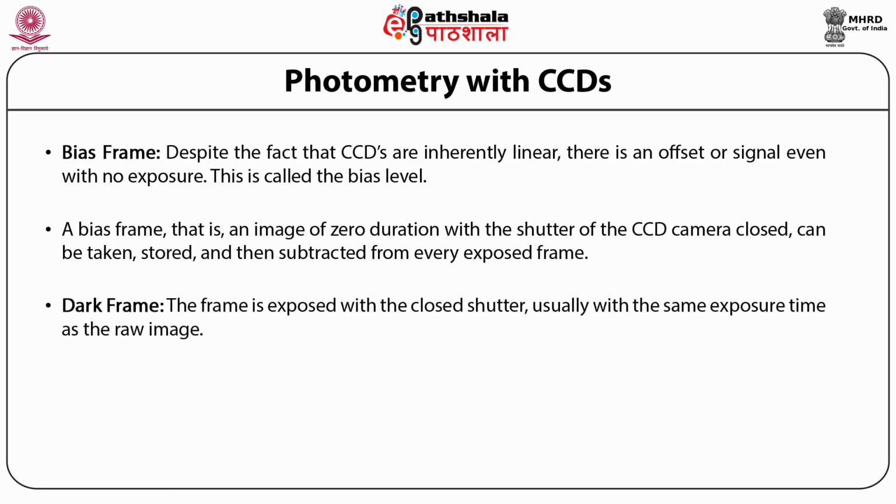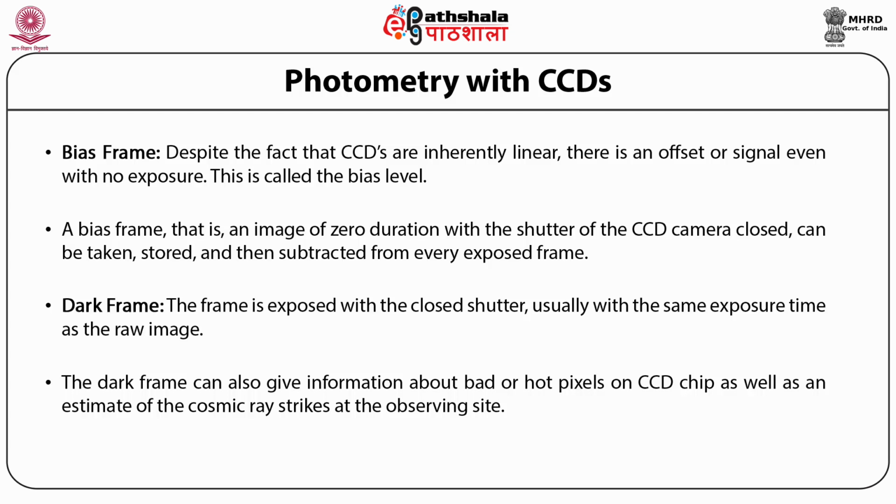Dark frame. The frame is exposed with a closed shutter, usually with the same exposure time as the raw image. The dark frame measures the thermal signal on the CCD chip during exposure. The dark frame can also give information about bad or hot pixels on CCD chips as well as an estimate of the cosmic ray strikes at the observing sites.